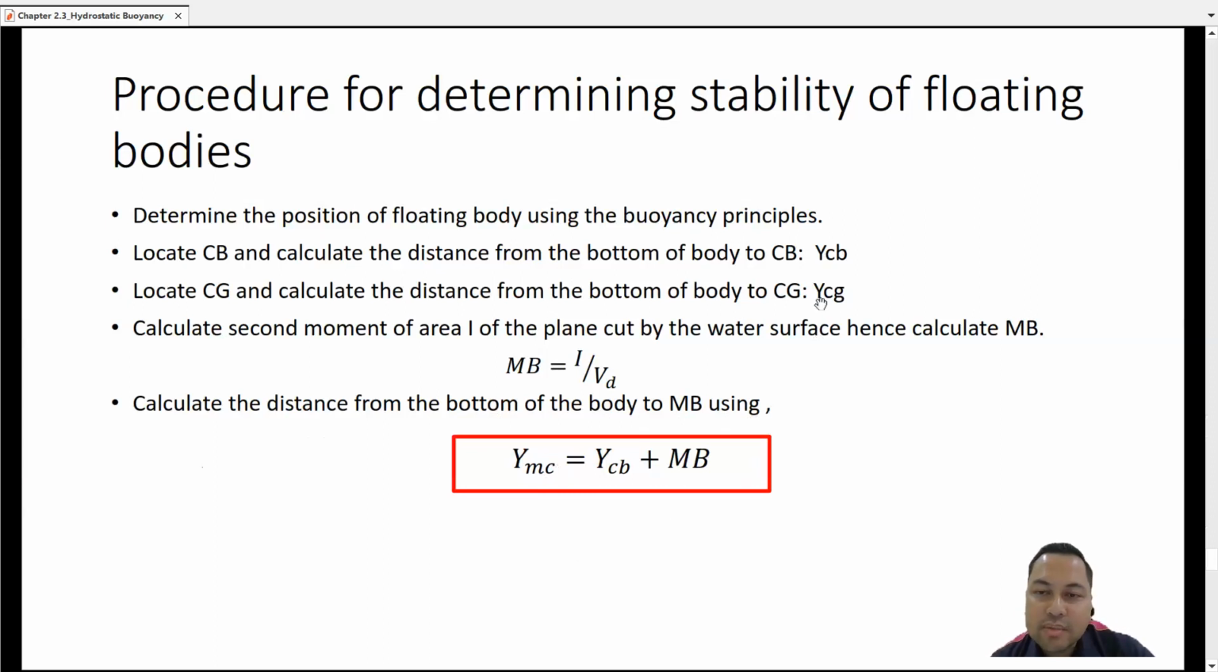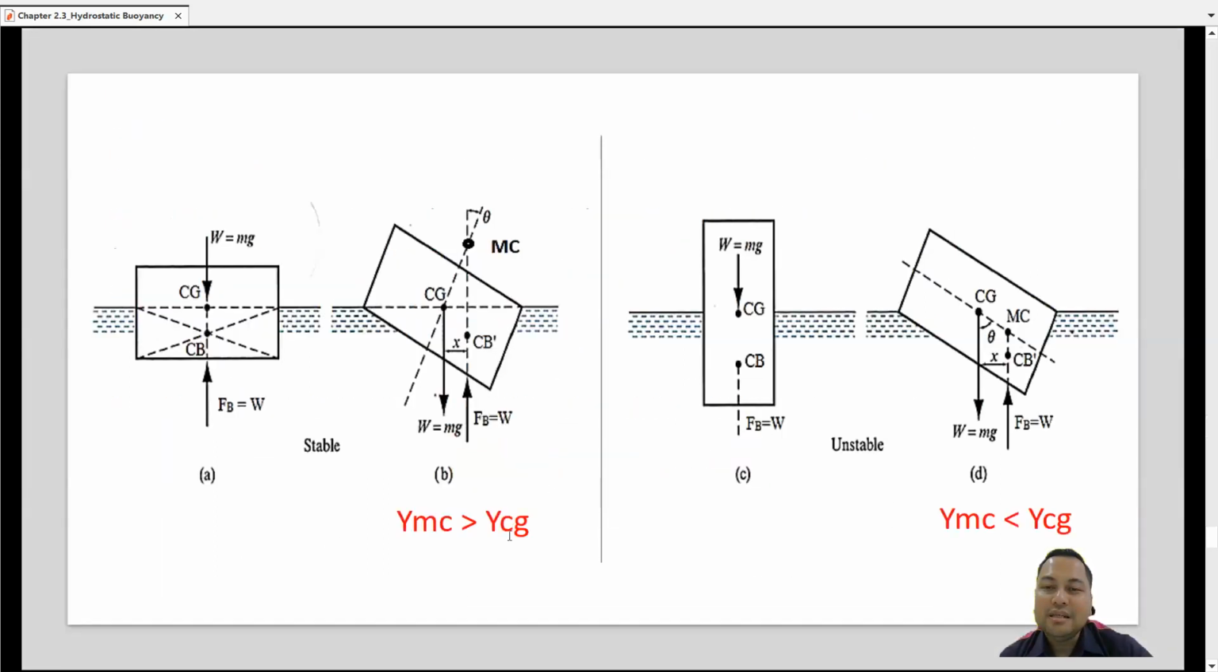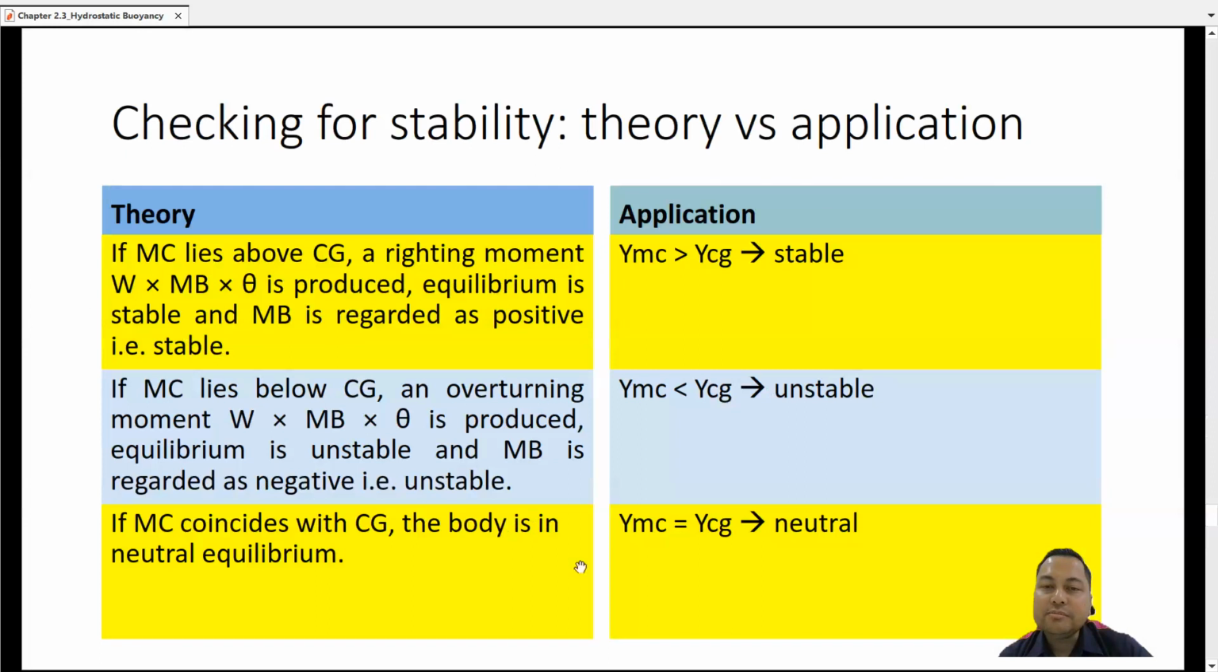Meaning that first of all, you have to determine the value for YCB, then the value for YCG, then the value for MB. You add up these two, you get YMC. Then you have to compare it with YCG. So remember this equation. If YMC is bigger than YCG, it is stable. If not, it is unstable.